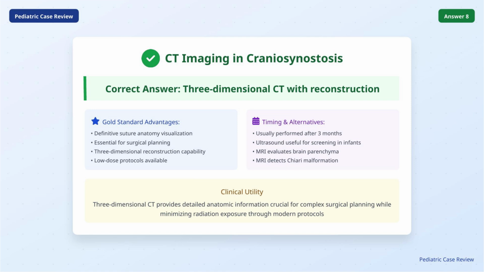This represents the gold standard for definitive diagnosis, providing detailed suture anatomy and essential information for surgical planning. While radiation exposure is a consideration, low-dose protocols minimize risk. Magnetic resonance imaging plays an important complementary role in evaluating brain parenchyma and associated anomalies.